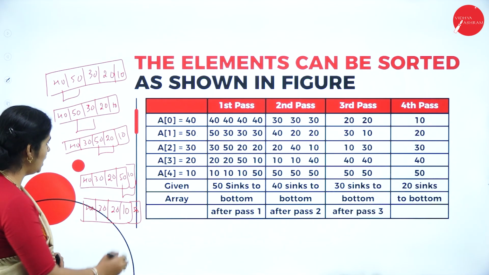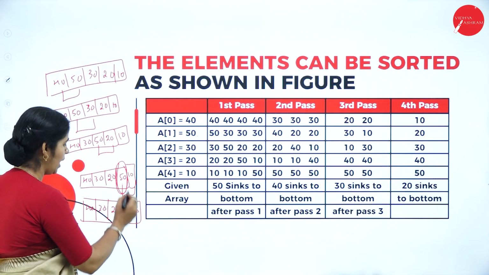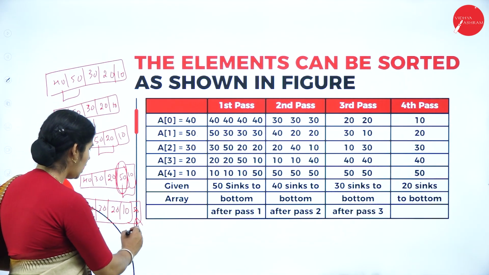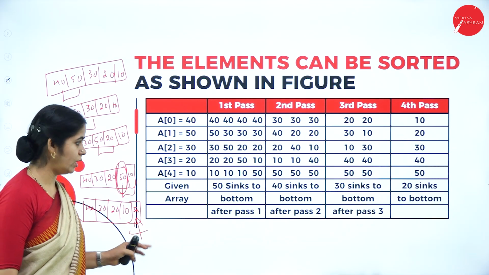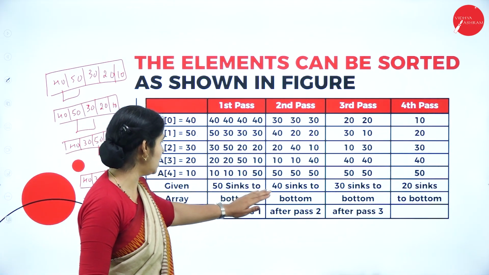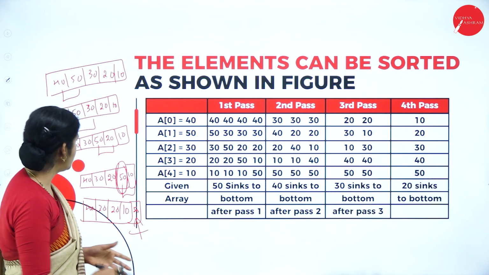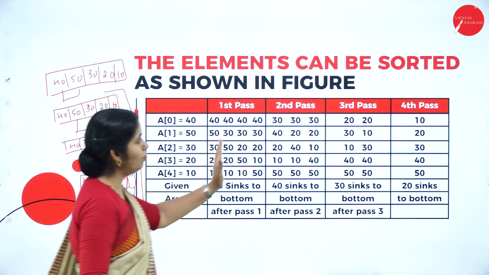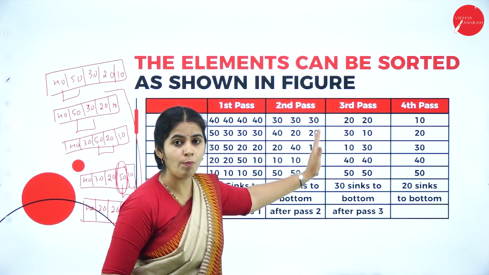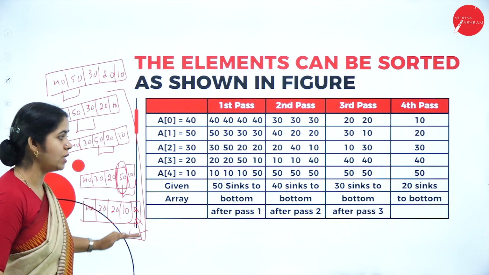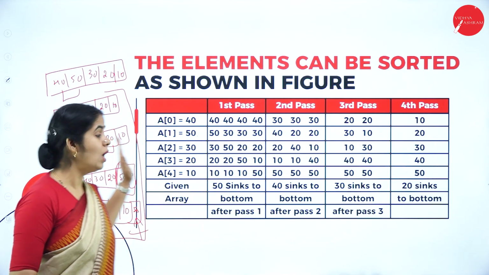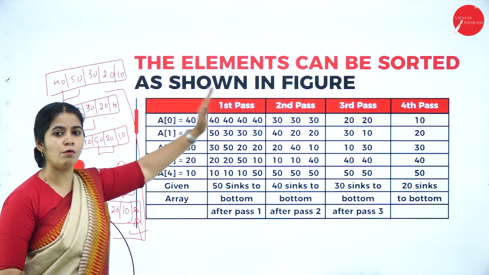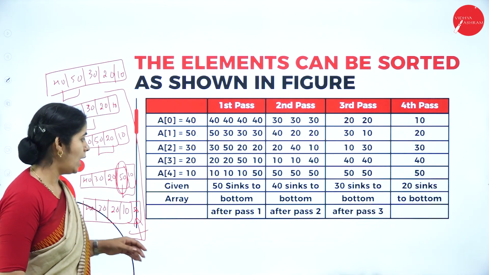So now you can see the largest element is put in the last indexed value. So that one element is sorted. That is what we are doing. 50 sinks to the bottom after the first pass. This complete thing is a first pass. Similarly, how many passes we have? We have 4 passes, the same kind of passes to sort the elements 10, 20, 30, 40 and 50. After the 4 passes, we'll get the sorted elements.